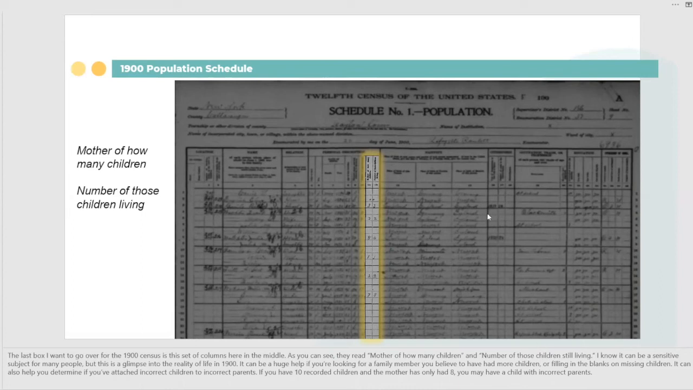So if you have 7 children listed on your paperwork, but this woman answers that she only has 3, you probably need to do some double checking on your research, because she probably knows how many kids she's had.